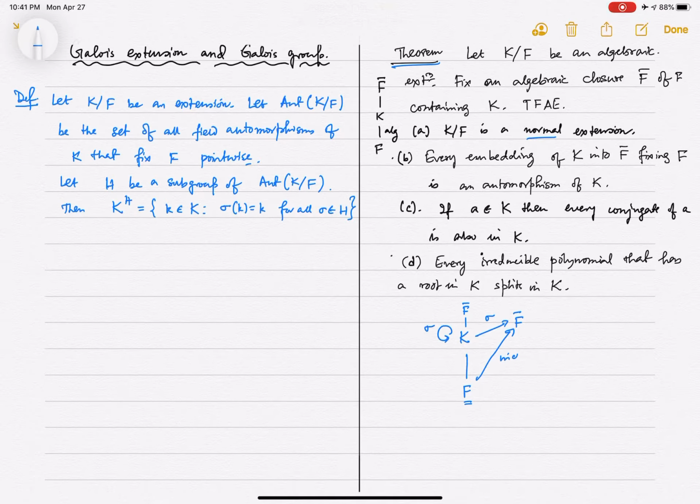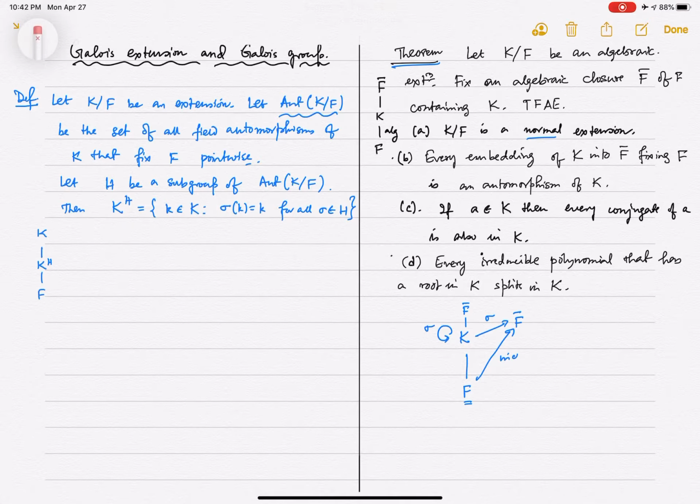Remember, each sigma is an automorphism of K. So this certainly still contains F. So this is some sub-extension. So if you give me a subgroup of this group, I get some extension in between. And this would also play an important role.